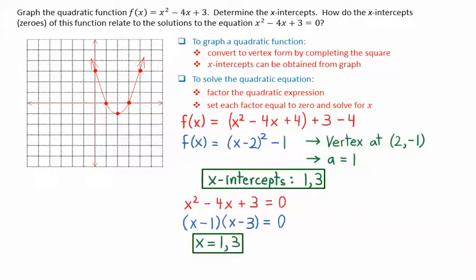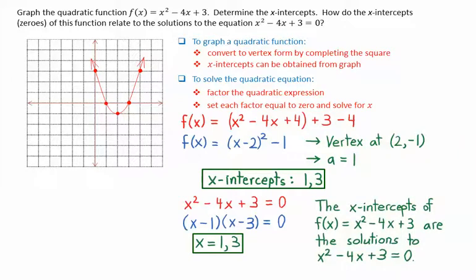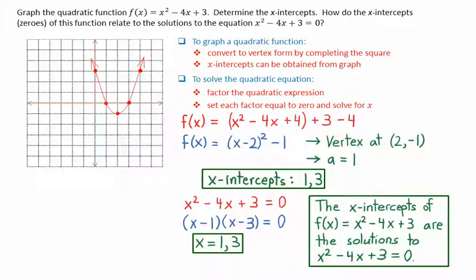We then note that the x-intercepts of the function f of x equals x squared minus 4x plus 3 are exactly the same as the solutions to the corresponding equation x squared minus 4x plus 3 equals 0. This should not come as a surprise because note that the x-intercepts of a function are the x values corresponding to a y value of 0. And for the equation, we have set that function equal to 0.